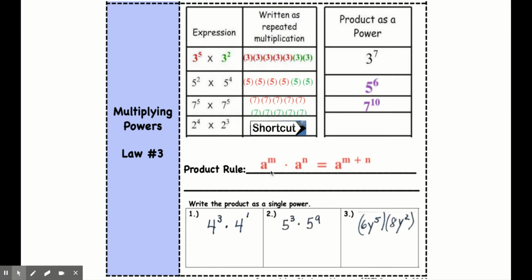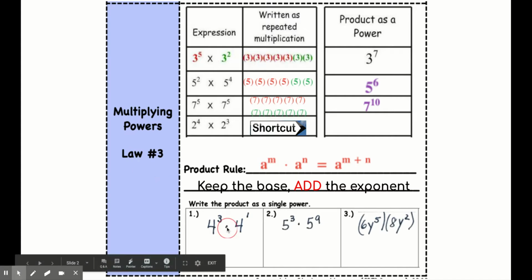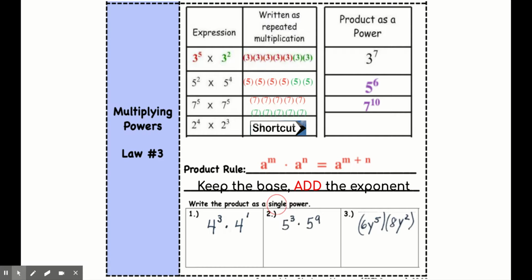In order to be able to use the product rule, your bases need to be the same. So if your base is the same, you can go ahead and keep the base and add the exponents. That's what the product rule is. So let's apply the product rule so we can write these examples as a single power.